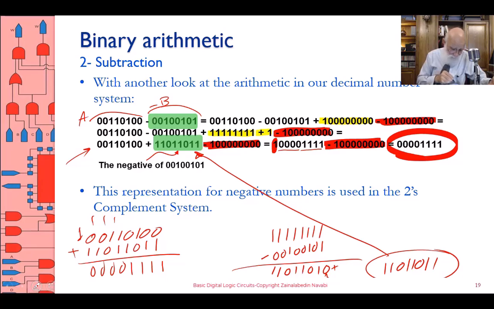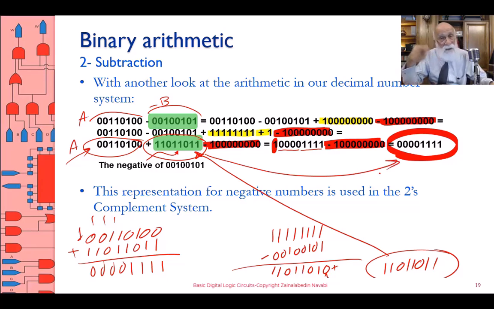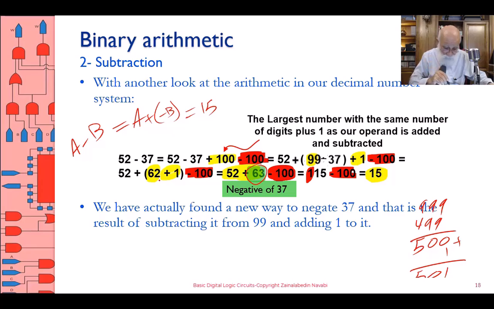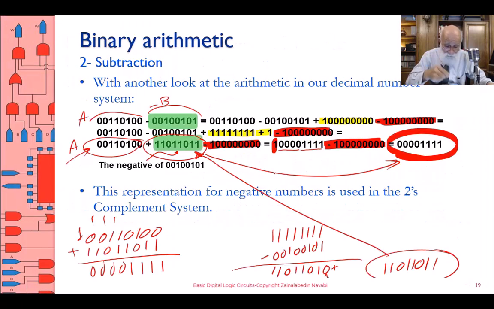What I have here is exactly the same thing we did before, which is I'm doing A minus B. This is still A, and I'm adding it to something, and the result becomes A minus B. That means this something, that green area here, is minus B. What kind of minus B is this? The same way 63 was the tens complement in the tens complement system, this minus B is in the twos complement system.